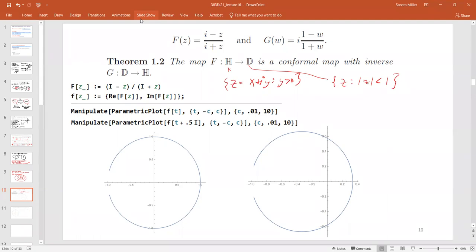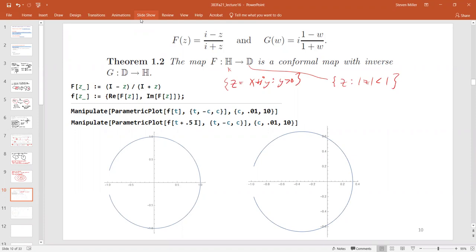I'm asking the magnitude of the ratio of i minus Z over i plus Z. So i minus 8 over i plus 8, what's the magnitude of that? One. Why one? The bottom is the complex conjugate of the top. So if you take the ratio of two complex conjugates, it's just one. So if I restrict Z to be real valued, I'm going to just get points on the unit circle. And that's what I started to draw here.